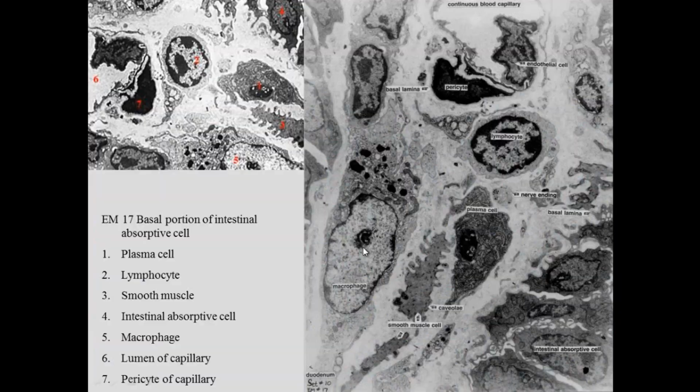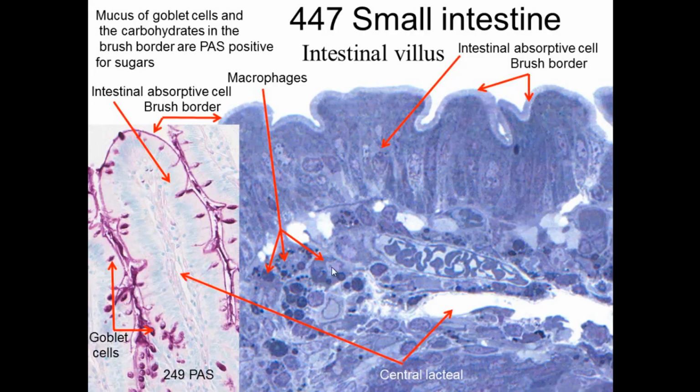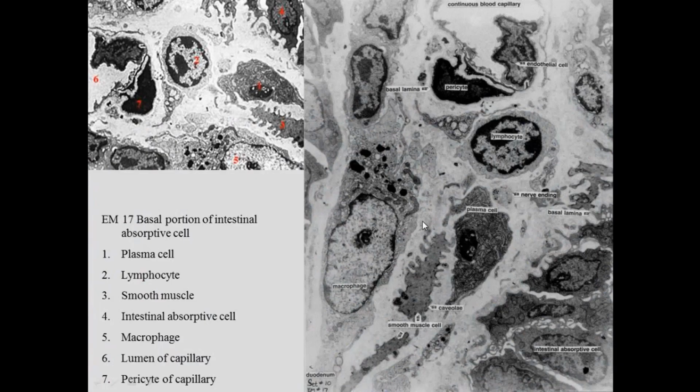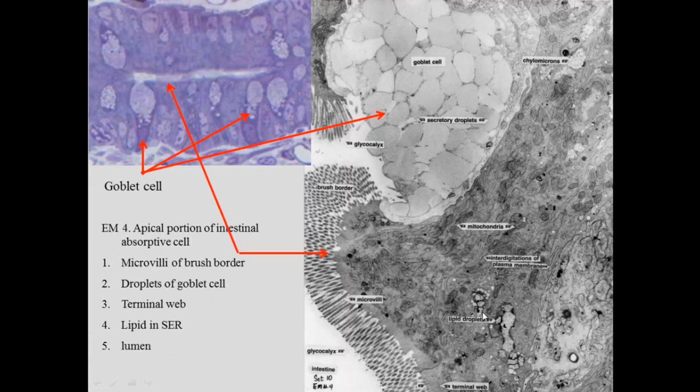If we look at the lamina propria, behold, we see some macrophages in here, but here we can see there's a macrophage, there's a lymphocyte, this is a plasma cell, a smooth muscle cell, and these are intestinal absorptive cells at the very bottom, and you can see a basal lamina going around these cells.